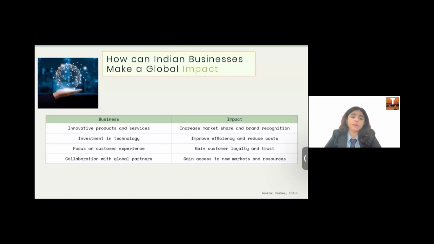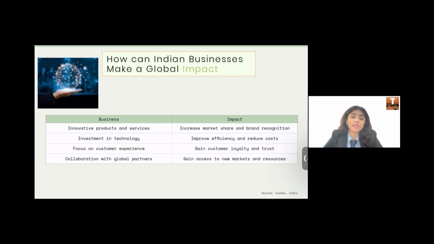Fifth can be developing a global talent pool. We hear this term pool so many times. So, attracting and retaining global talent, by creating an inclusive and diverse work environment. This environment can help you attract top talent from around the world, and employing individuals with diverse backgrounds, skills, and expertise can drive innovation and adapt to global market demands.